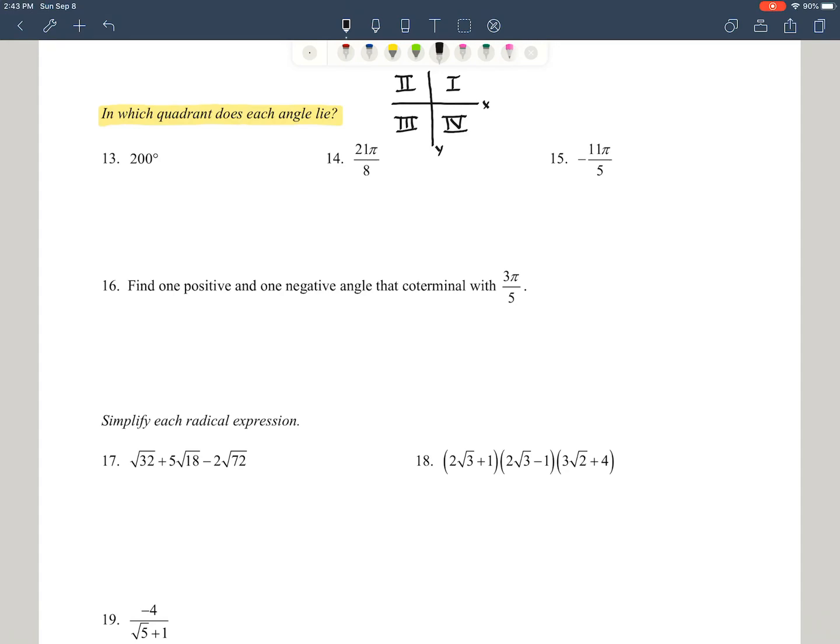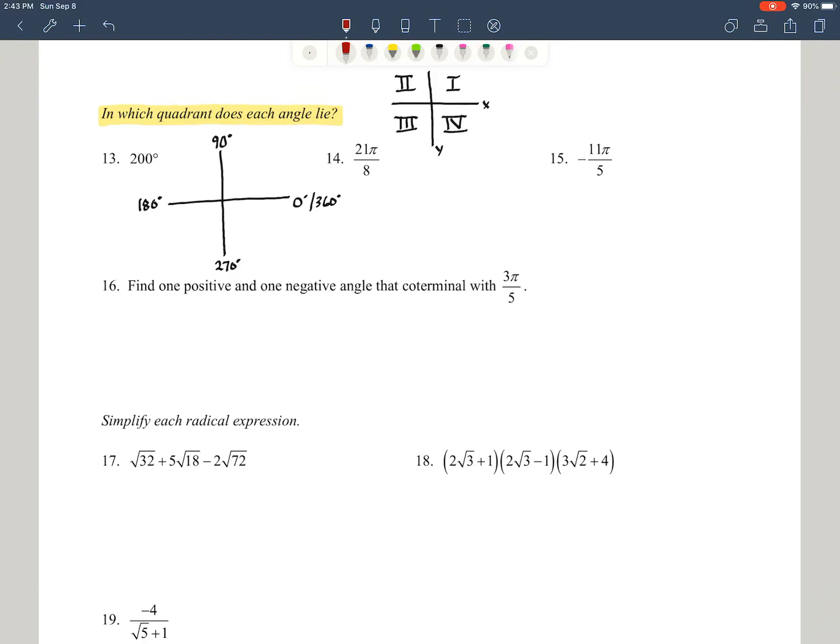So the first problem we're looking at here is number 13. It says that we have a 200-degree angle. So when we're talking degrees, we know that we start out at 0. A fourth of the way around the unit circle is 90 degrees. We're at 180 degrees. 270 degrees is 3/4 of the way, and then we get all the way back to the finish, and it's 360 degrees.